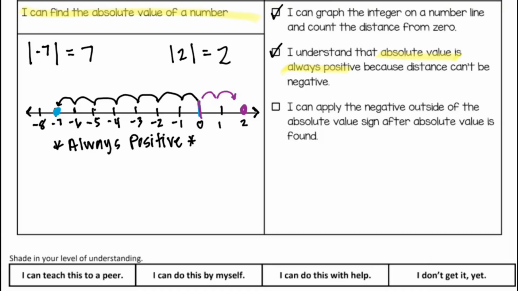My last checklist item says I can apply the negative outside of the absolute value sign after absolute value is found. So that example would look very different. It's going to be a negative, then absolute value, and something like 3. So in this case, I know the absolute value of 3 is 3. The negative sign gets applied after.